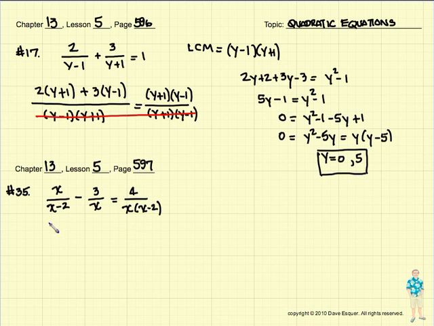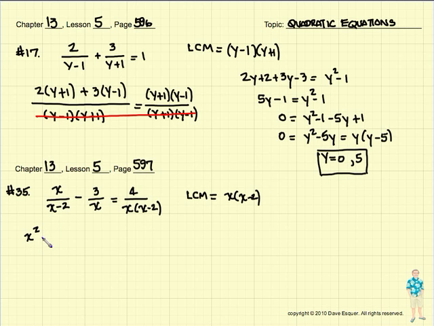So again, we're going to have to come up with an LCM, and I think the LCM for this one turns out to be x times x minus 2. And we're not going to have to solve it. All we're going to have to do is get the discriminant and take a look and see what those values are. But first, let's do some more crisscross.